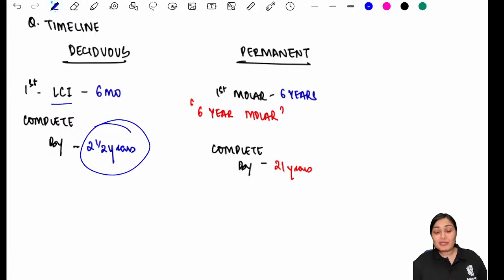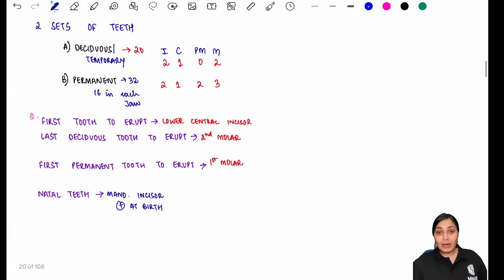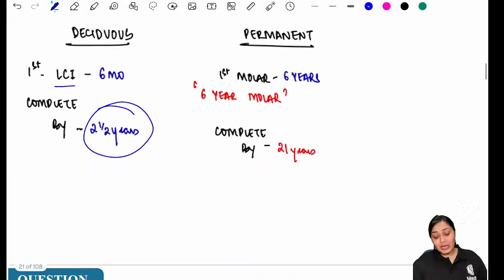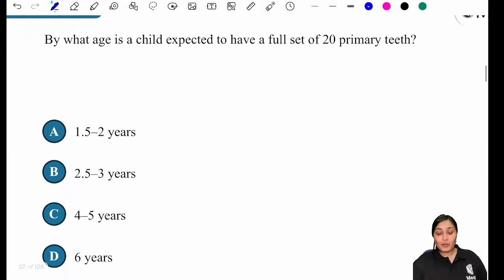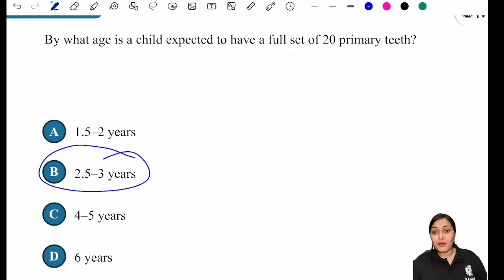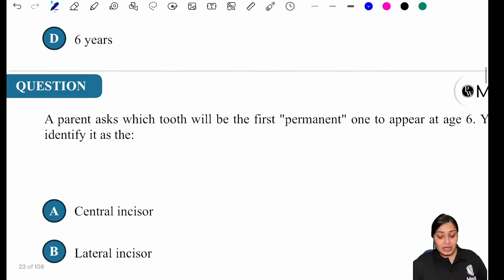So this timeline is very important. These important one-liners are very high scoring. So let's move on to the next question following up on that. By what age is the child expected to have a full set of 20 primary teeth? I told you, deciduous teeth are fully completed by 2.5 years. So the correct option here is going to be option B, 2.5 to 3 years of age.